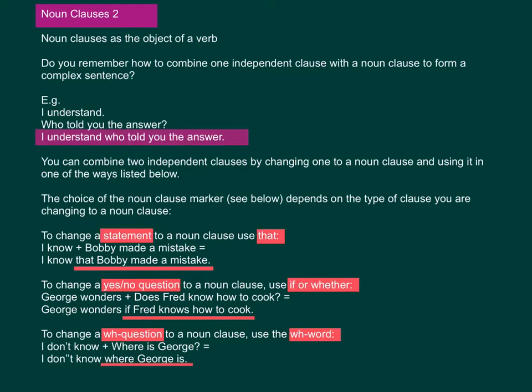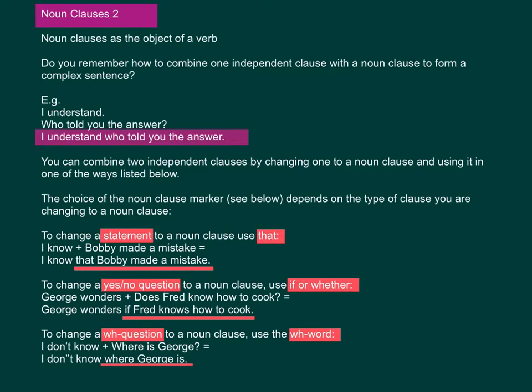For example, I understand. Who told you the answer? I understand. Who told you the answer? You can combine two independent clauses by changing one to a noun clause and using it in one of the ways listed below. The choice of the noun clause marker, see below, depends on the type of clause you are changing to a noun clause.